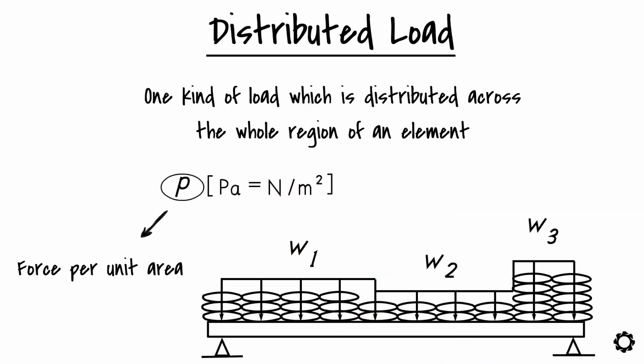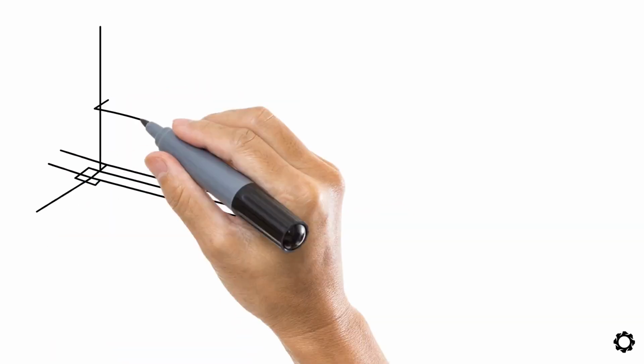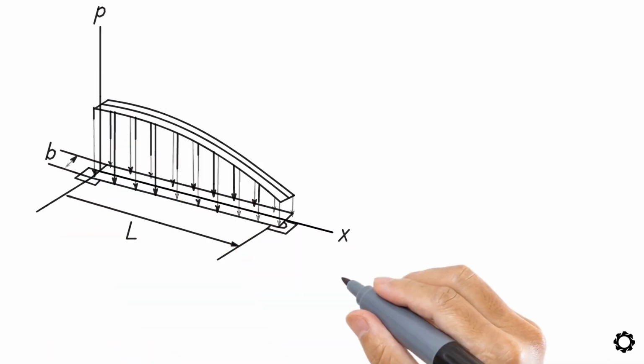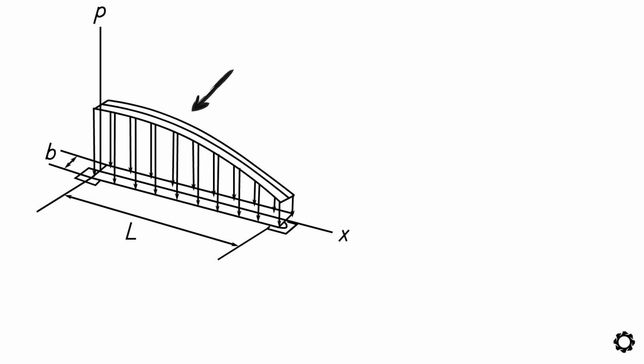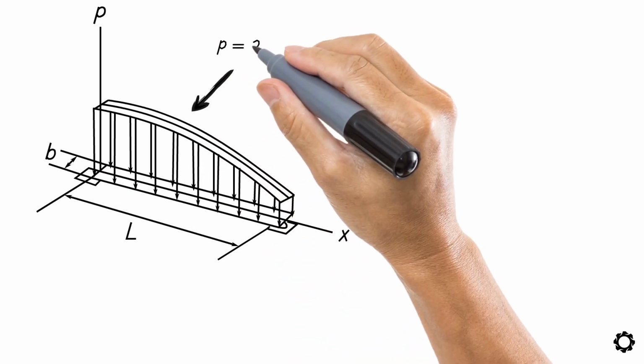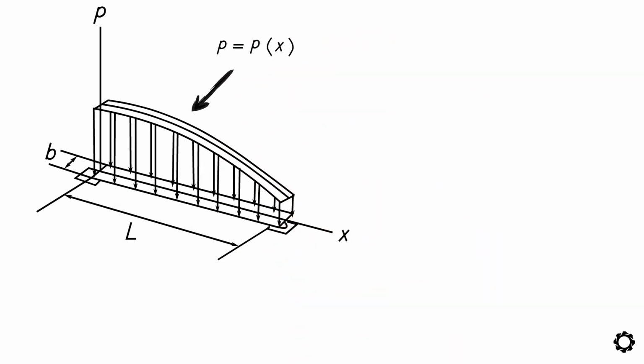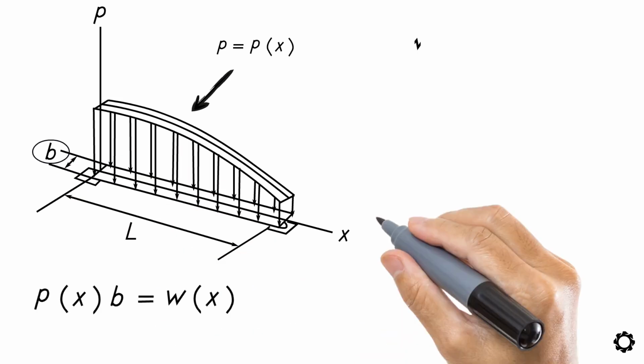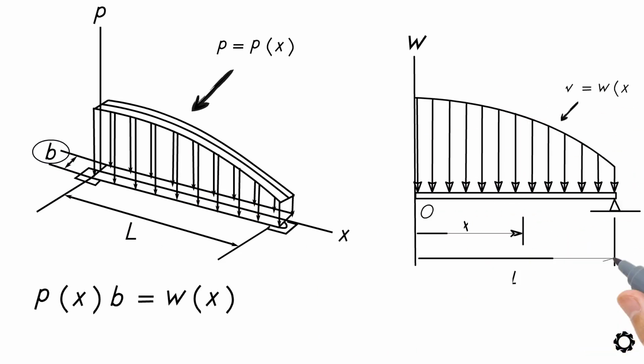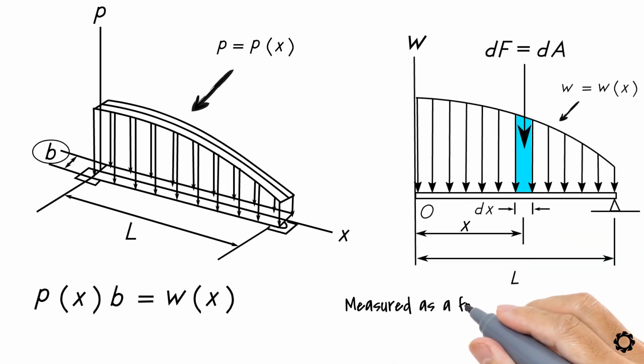Note that in our beam case, because the pressure load is not uniform along the length of the beam, we need to describe the pressure load by using the function P equals P(x). If we multiply it with the width b of the beam, then we can obtain the loading function w(x), which is a measure of the load distribution along the length of the beam, and it is measured as a force per unit length.